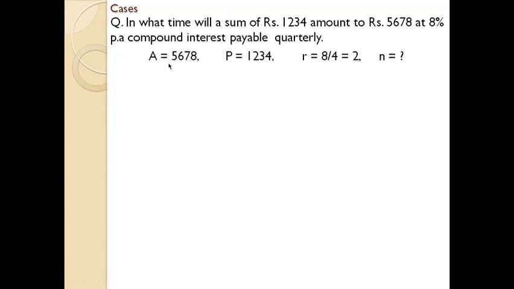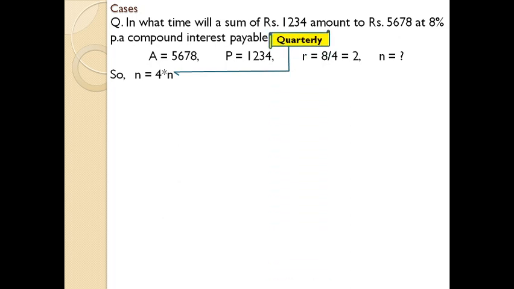So here A, the amount, is 5678, principal amount is 1234, R is 8%. Since it is a quarterly payment, you need to divide by 4, you will get 2, and n we don't know. Since the payment is based on a quarterly basis, we can write n as 4n, because if you knew the value of n, you would multiply it with 4. Since you don't know the value of n, you multiply it with n, so it will be 4n, because it is a quarterly basis concept.